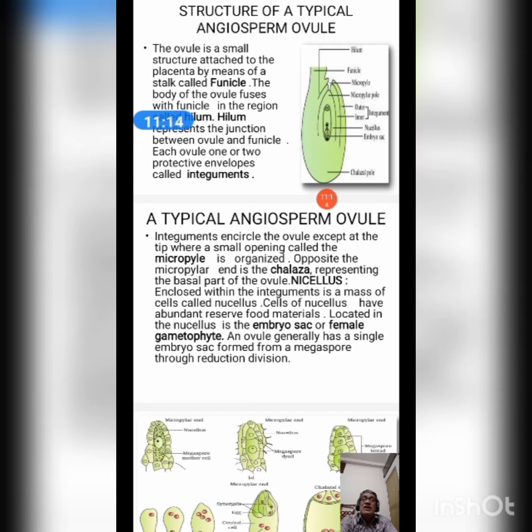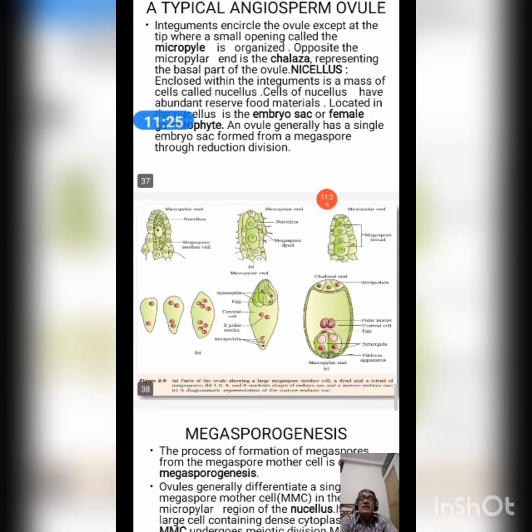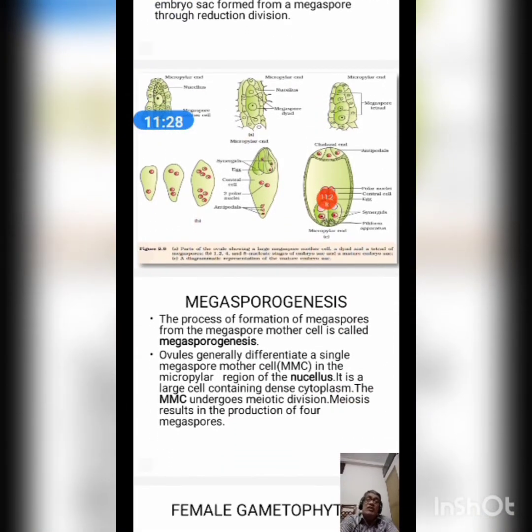Located in the nucellus is the embryo sac or female gametophyte. An ovule generally has a single embryo sac formed from a megaspore through reduction division. Here you see all these steps. Let us talk about megasporogenesis. It is the process of formation of megaspores from the megaspore mother cell. Ovules generally differentiate a single megaspore mother cell in the micropylar region of the nucellus. It is a large cell containing dense cytoplasm.